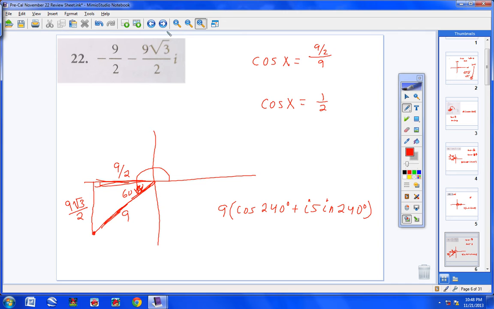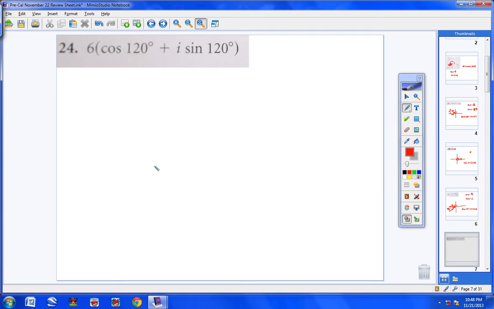Okay, all right, moving on to the next number, 24, and it says to write in standard notation. Now students, I do want you to use exact numbers when you can.